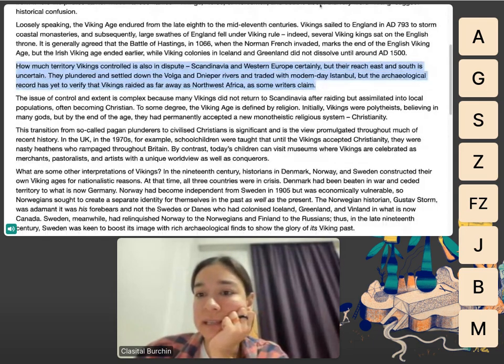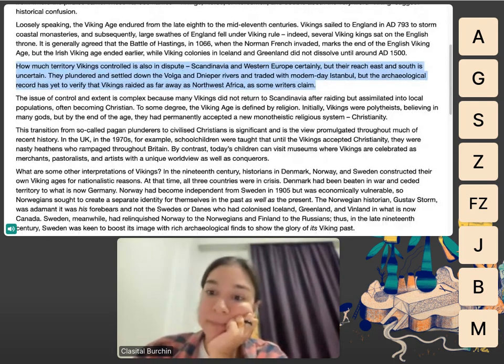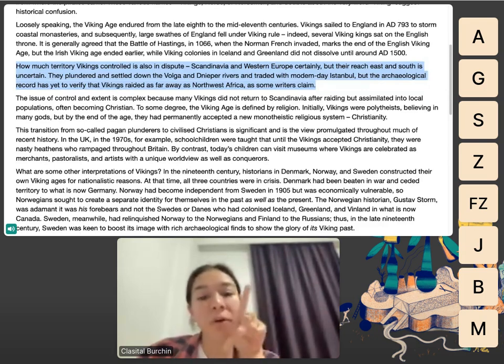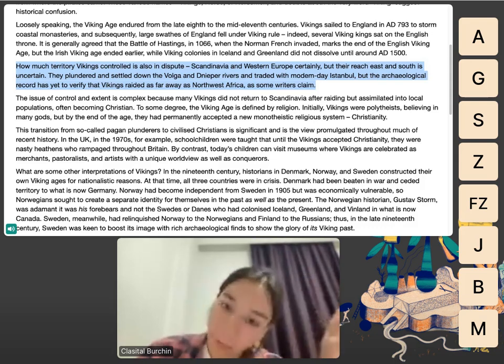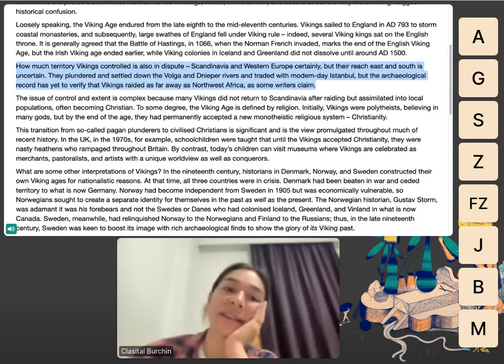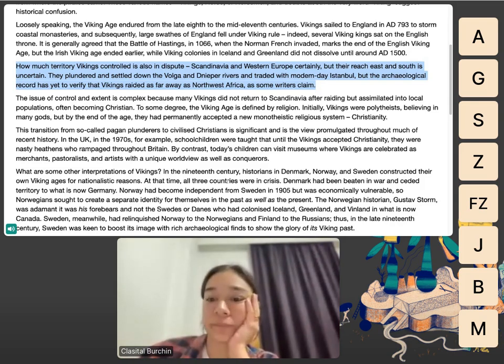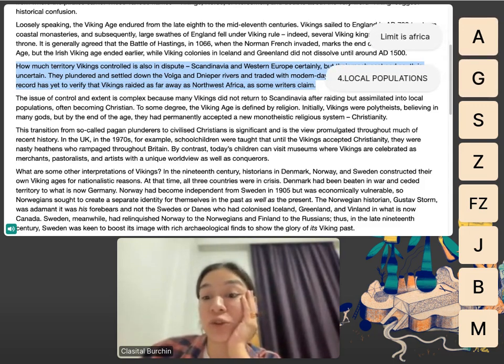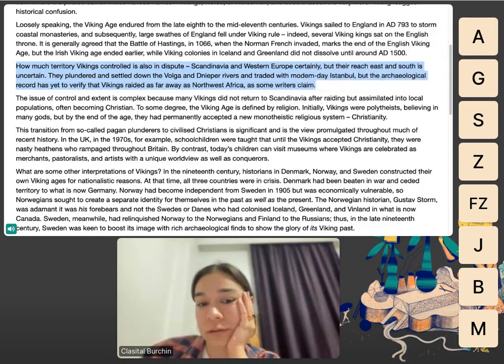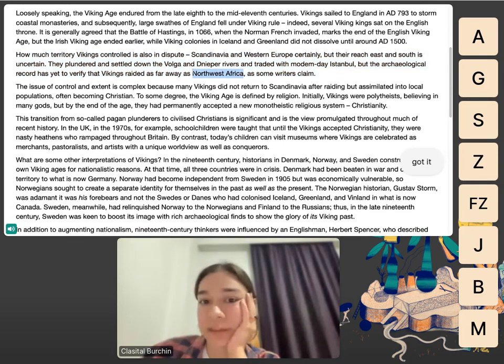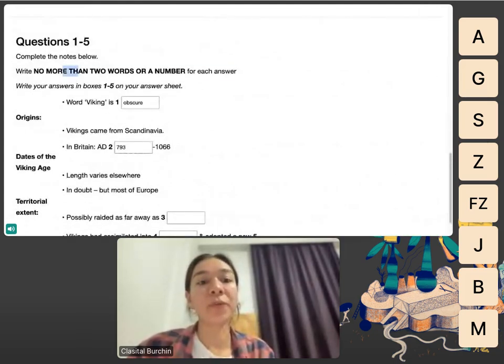Because in the question it says, in doubt, but most of Europe possibly raided as far as Northwest Africa. It is in the question. So actually the question gives me so many things. Northwest Africa. You can use no more than two words.